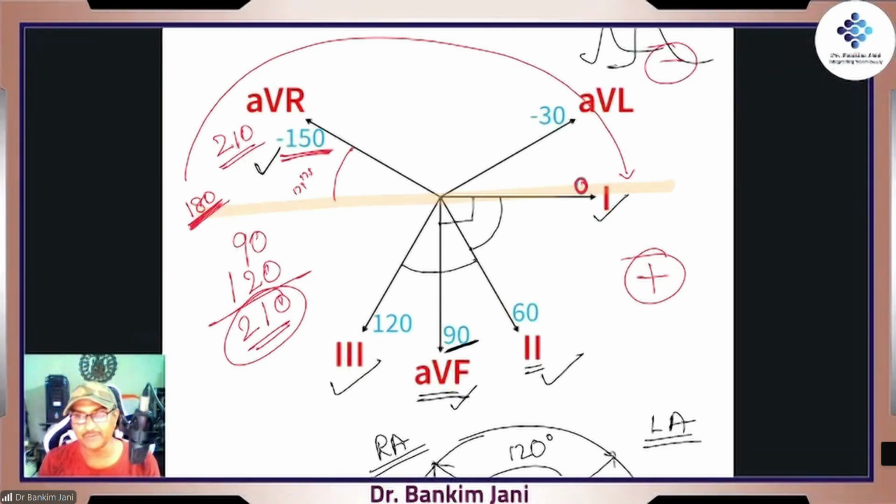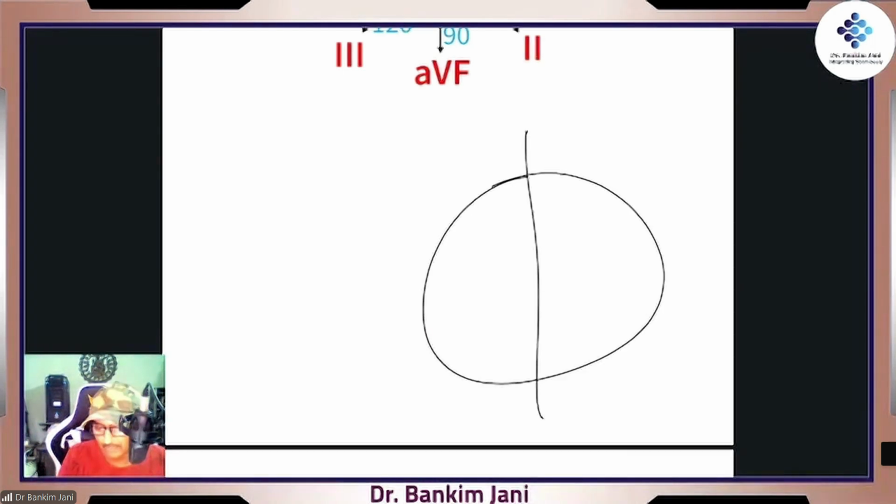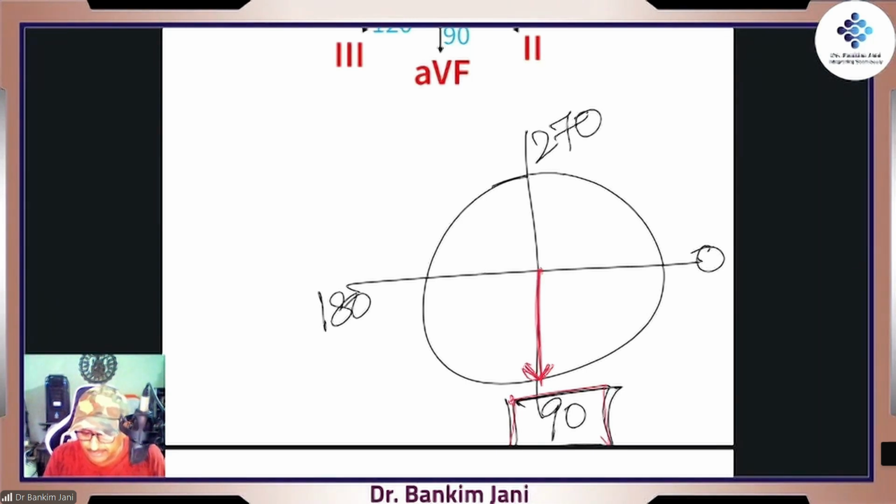Up to here we found out AVF is 90 because the foot is exactly 90 degrees, the foot is straight. Okay. Everything is at, forget about this. 0, 90, 180, 270. This is fine. So if this is 90, this is 90. This is 90. We have to draw 3 axes which are at a distance of 120.